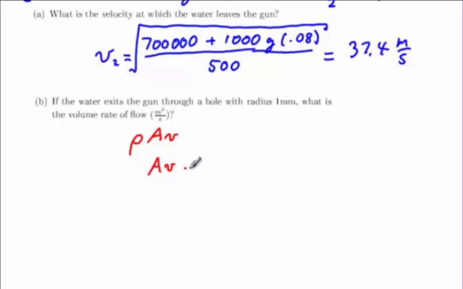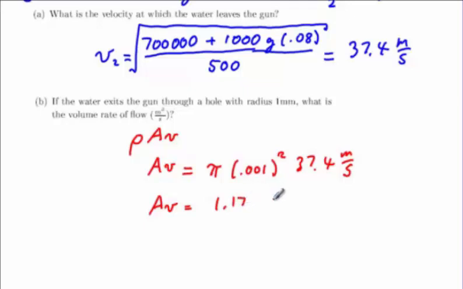In our case, we have a radius of 1 millimeter, and so the area of the hole will be pi times this radius squared. And the velocity is the result from part A, which is 37.4 meters per second. This gives us the result 1.17 times 10 to the minus 4 cubic meters per second.